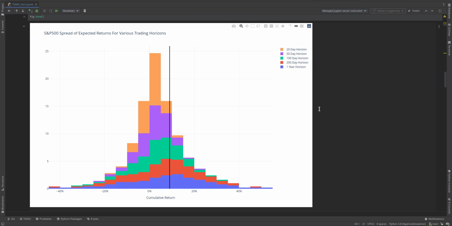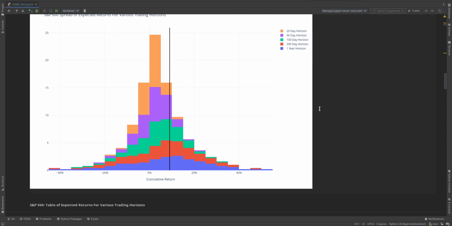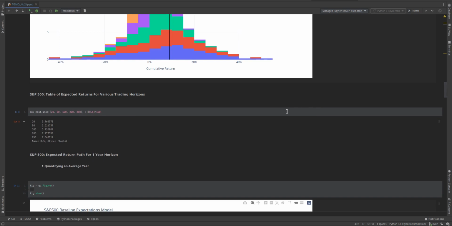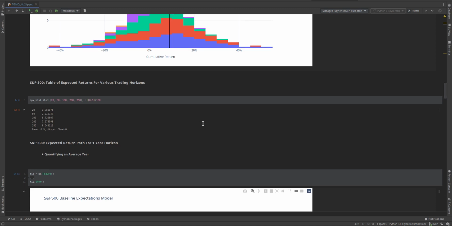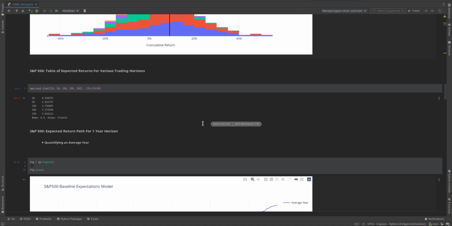So you can see that your cumulative returns not only become larger the longer your trading horizon, but the spread of those returns also becomes quite large with the length of your trading horizon. So for various trading horizons, here in our case 20, 50, 100, 200, 250, your mean expected return for, let's say, 20 days is around 0.9%. For 250 days it is 9%. For 100 days it is 3.7%. So you can basically build this out for any trading horizon.